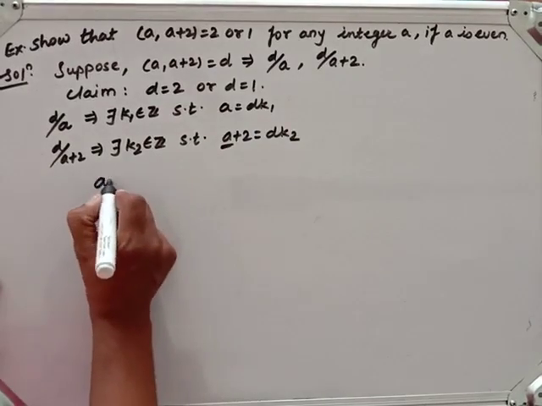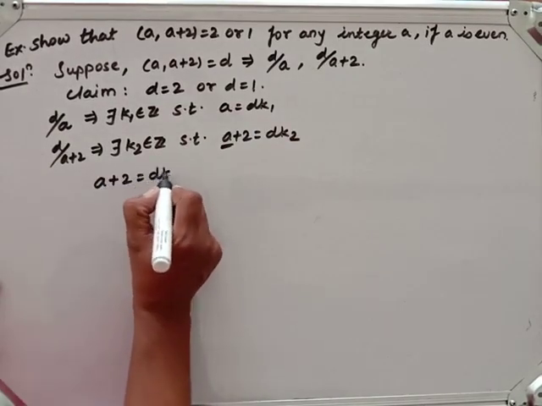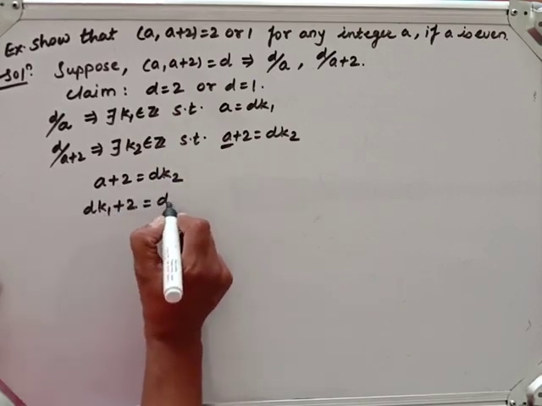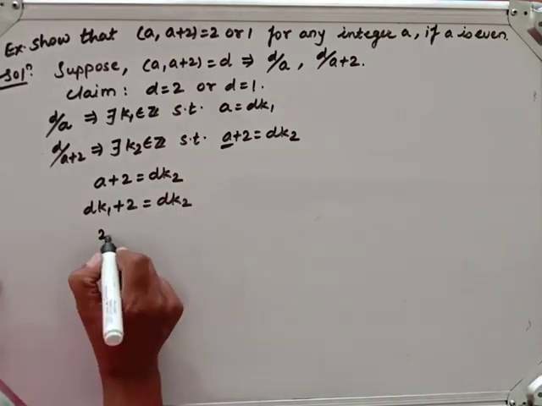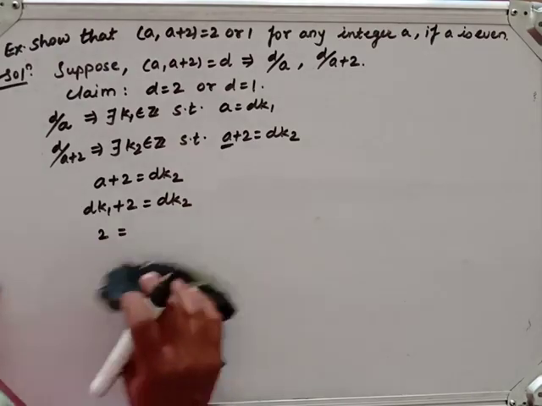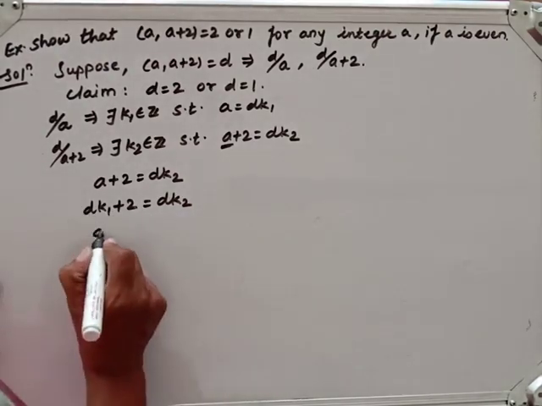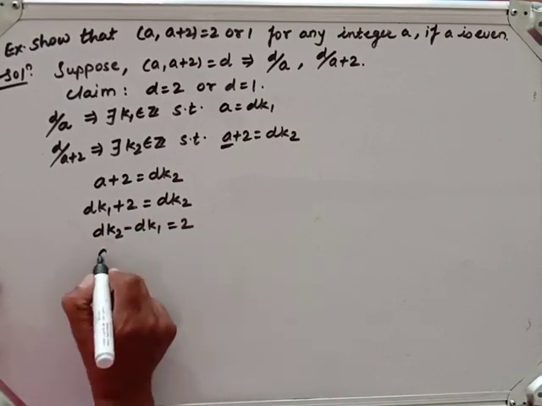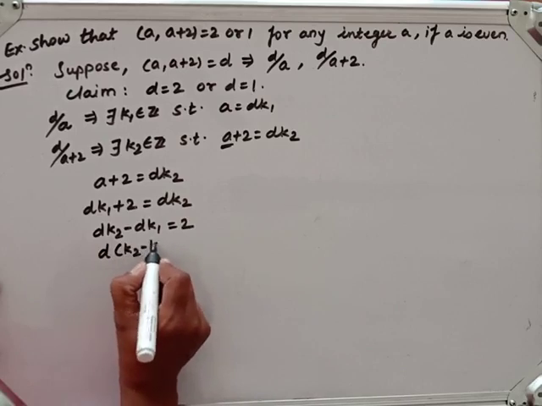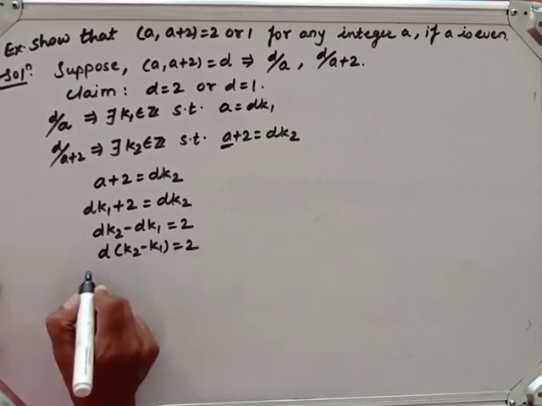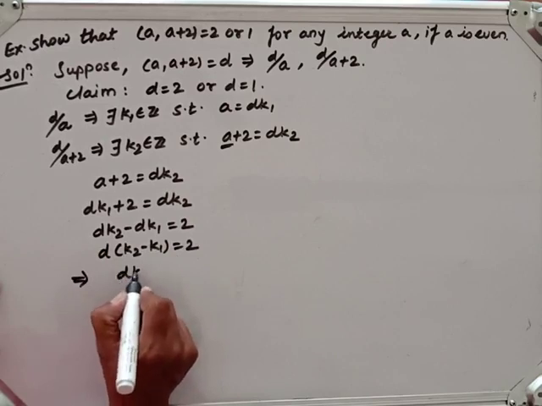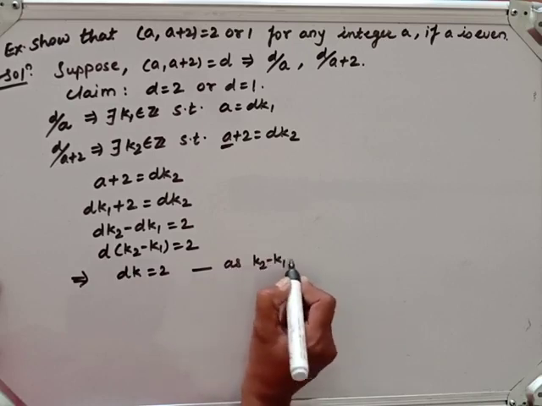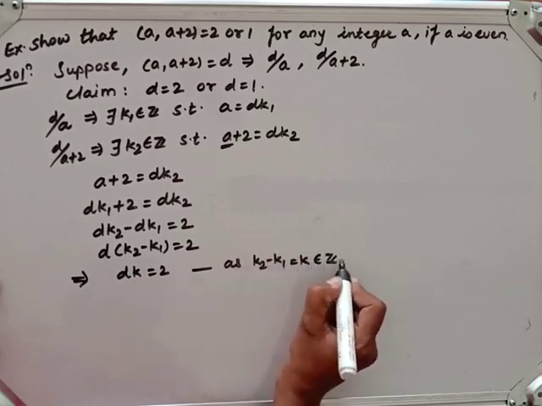Now, let us substitute here the value of a. What happened? Look here. A plus 2 is equal to dk2 with us. So, a is dk1, plus 2 is equal to dk2. That is, 2 is equal to dk2 minus dk1. So, d into k2 minus k1 is equal to 2. So, this says d into k is equal to 2, as k2 minus k1 is equal to k and that belongs to Z.